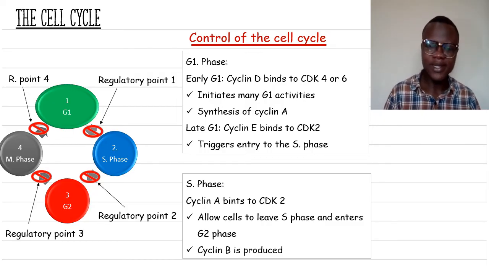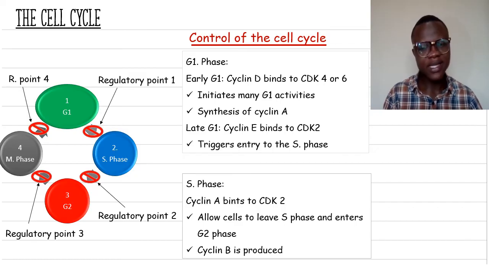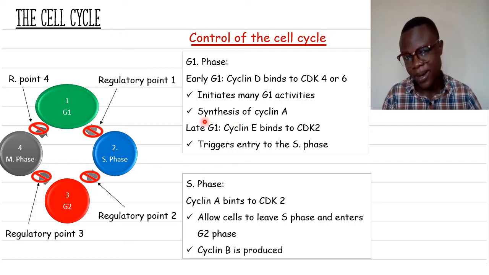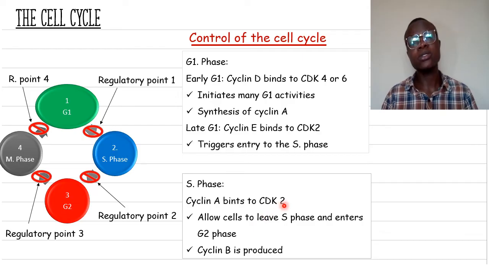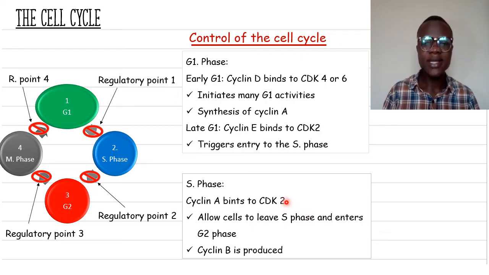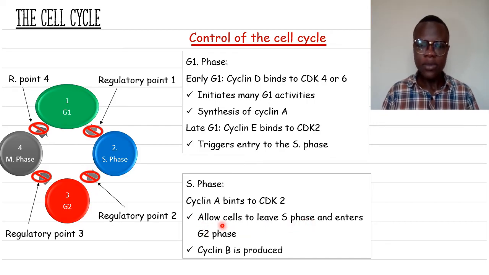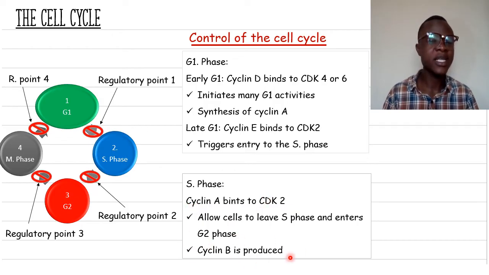Now let's look at the S phase. The S phase has what? Cyclin A. When you notice here, cyclin A was synthesized where? In the G1 phase. And now in the S phase it is being used. So cyclin A binds to cyclin dependent kinase 2, and this will allow the cell to leave the synthesis phase and enter the G2 phase. Also, the binding of this to this will trigger the production of cyclin B. Let's go on.